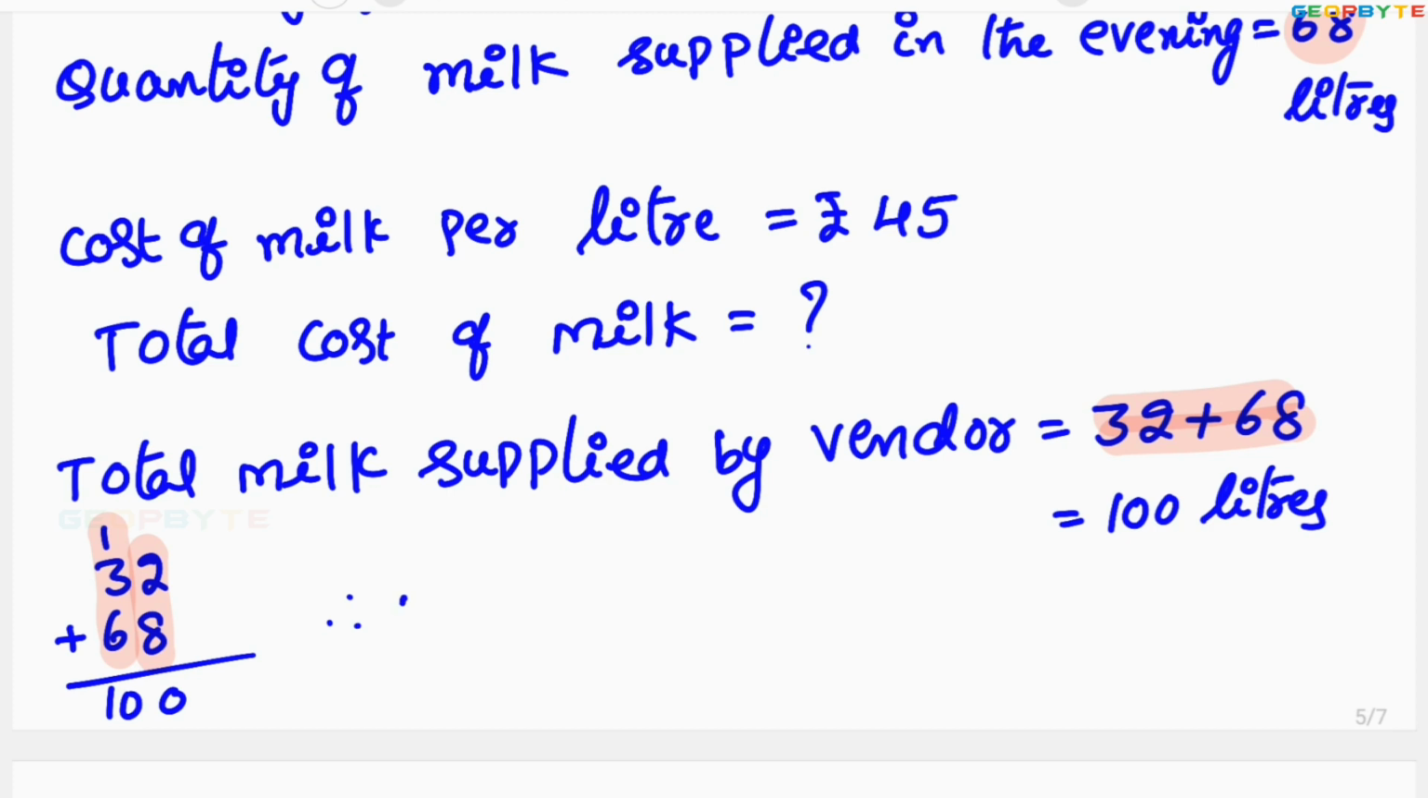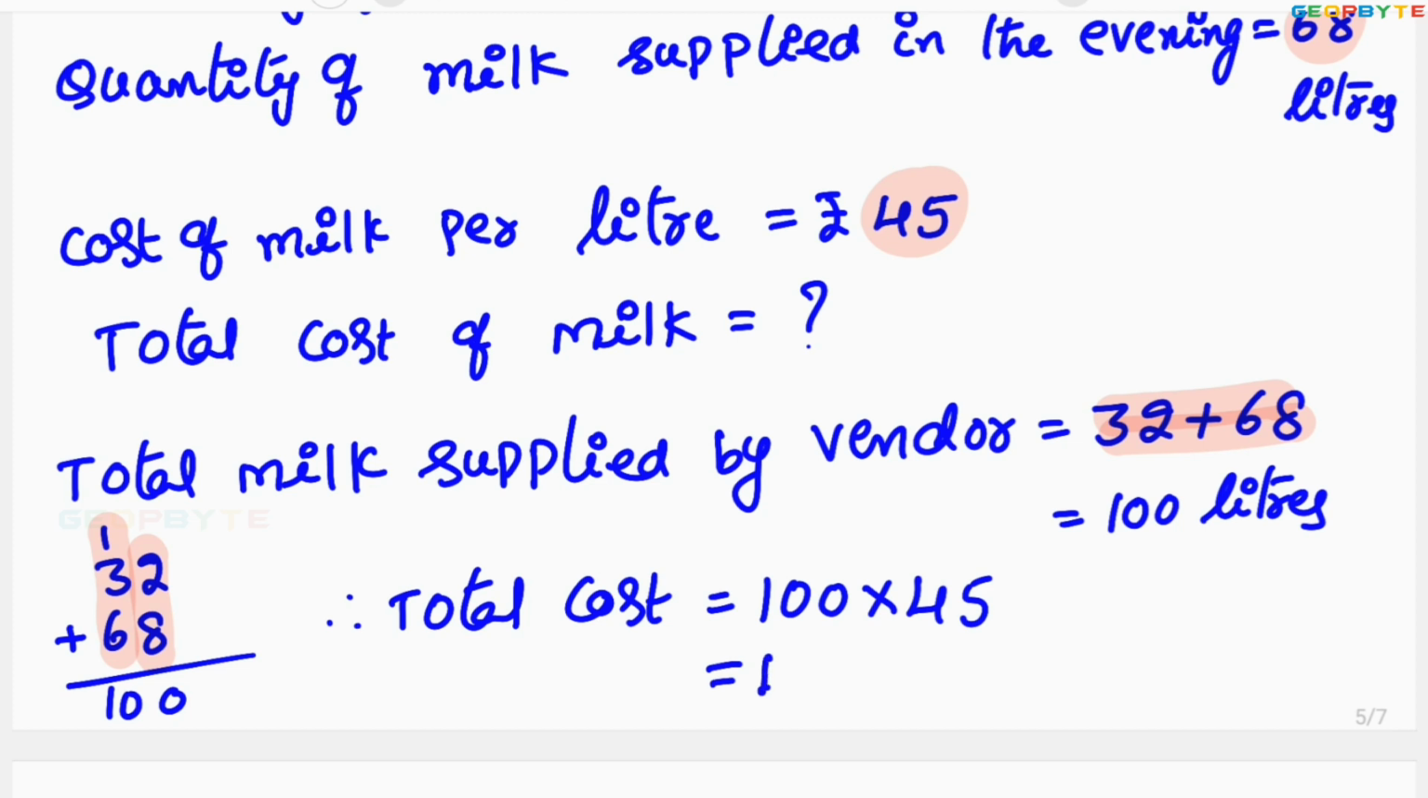Now the total cost. Total cost is equal to the number of liters 100 multiplied by liter cost. Liter cost is 45. It is equal to 4500 rupees. This is the amount that milk vendor can get in a day. I hope all of you clearly understood.